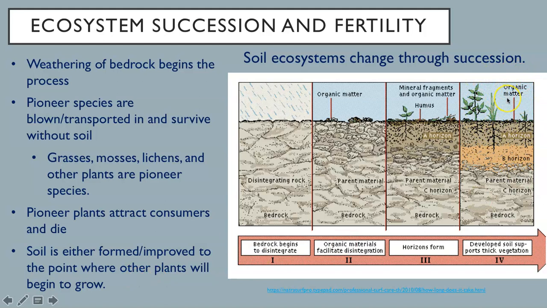As weathering and translocation occur, recall that translocation is water carrying materials up and down, materials are sorted and layers are formed. Eventually, the soil structure with all its horizons is formed. The more complex the soil, the more complex the plants it can support.